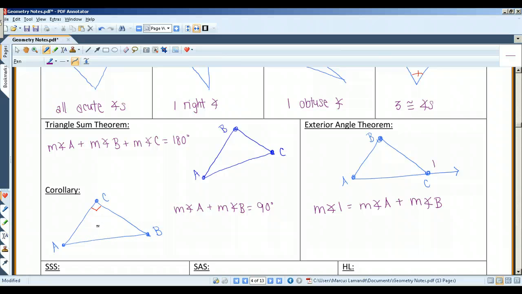Okay? The exterior angle theorem states that the measure of an exterior angle, like this one shown, is equal to the sum of the measures of the two non-adjacent interior angles. So, if I were to add angle A and angle B together, I would get something equal to the measure of angle 1. Okay?